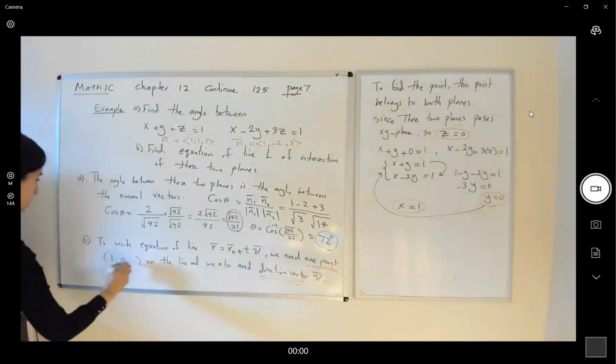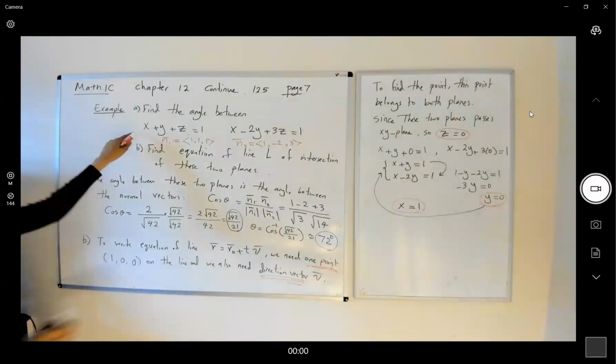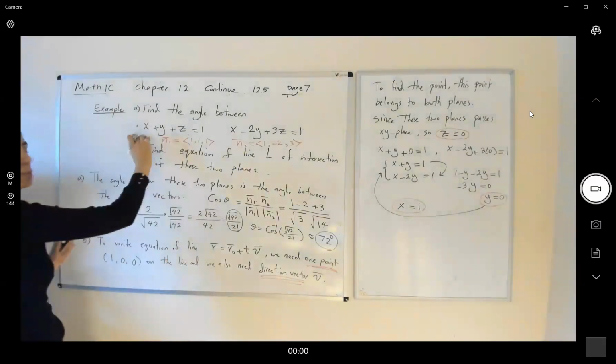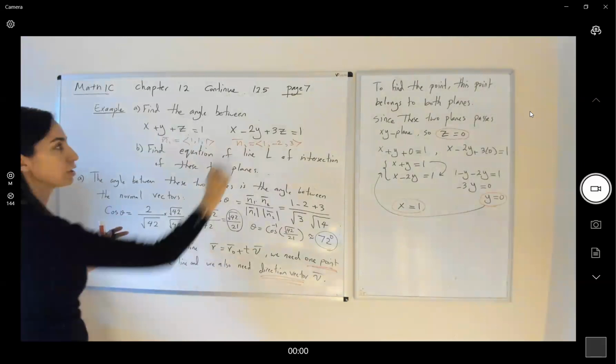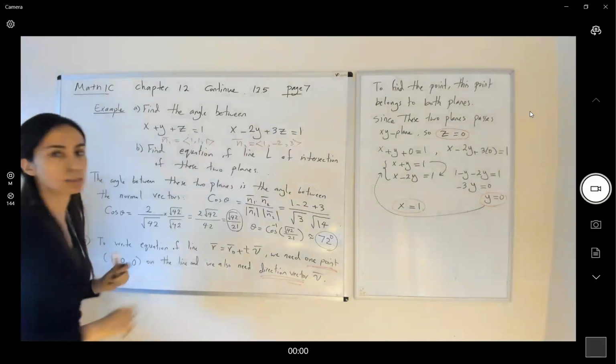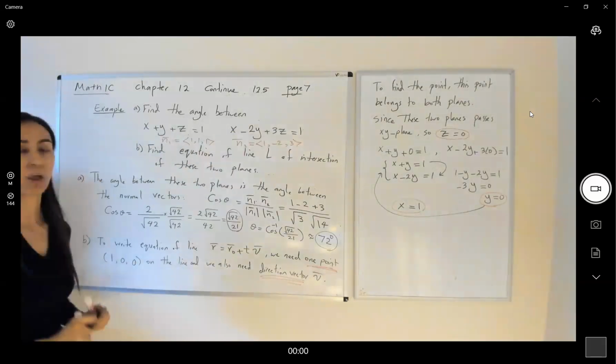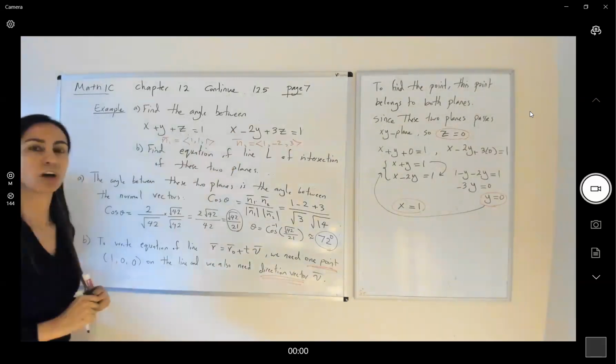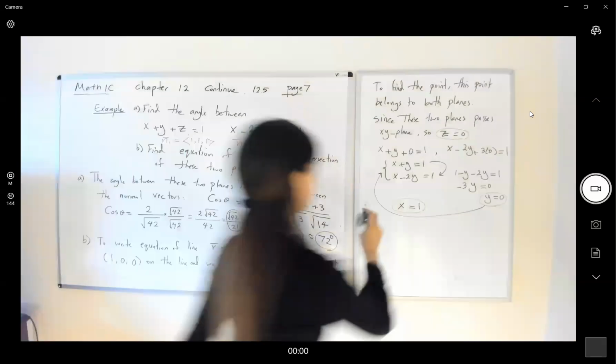1, 0, and 0. We can check this one. We can type in 1, 0, 0, it is equal to 1, 1, 0, 0, it is equal to 1. This point belongs to the intersection of these two planes.